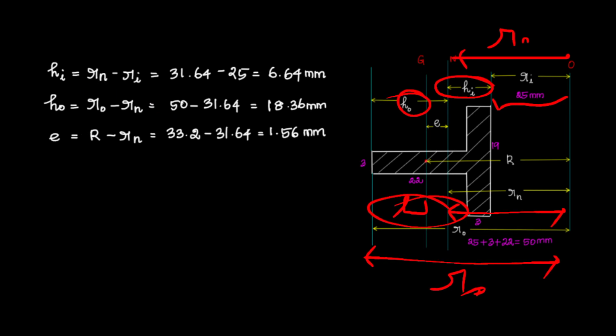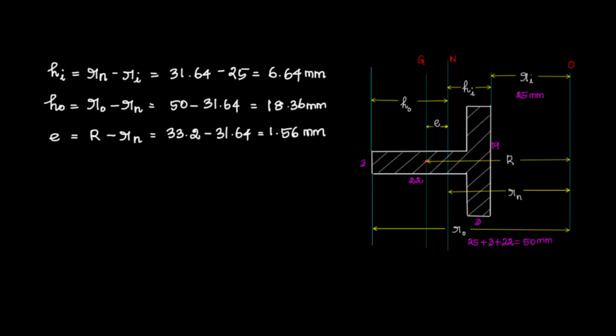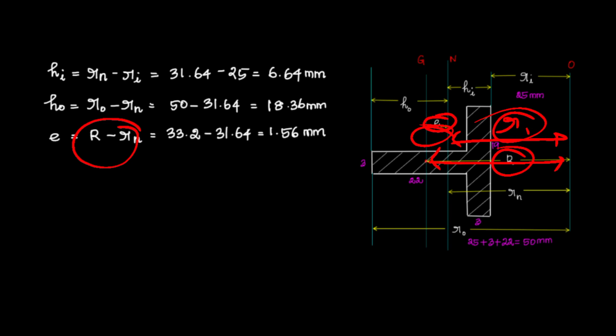So like that, by calculating the Rn value, and if we know Ri and R naught, we can calculate Hi and H naught from the diagram itself. So clear. And then the eccentricity value. We know that eccentricity is nothing but the distance between the centroidal axis and the neutral axis. So the total distance from the center of curvature to the centroidal axis is R, and the total distance from the center of curvature to the neutral axis is Rn. So capital R minus Rn is equal to E. So by simply calculating the Rn value and R value, we can calculate the other dimensions Hi, H naught and E.